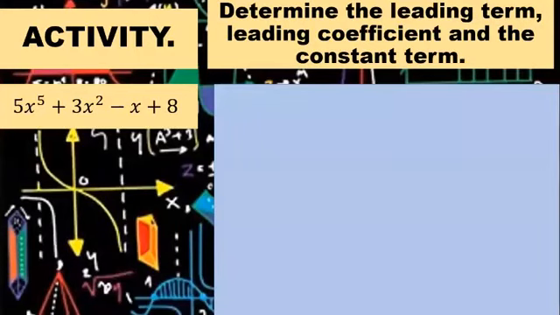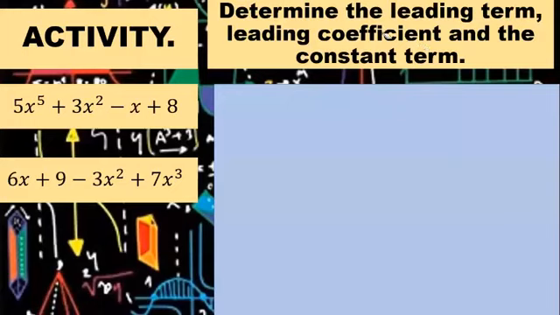So for our activity, determine the leading term, leading coefficient, and the constant term. 5x raised to the fifth power plus 3x squared minus x plus 8. So what is the leading term? What is the leading coefficient and the constant term? The leading term is 5x raised to the fifth power. The leading coefficient is 5 and the constant term is 8.